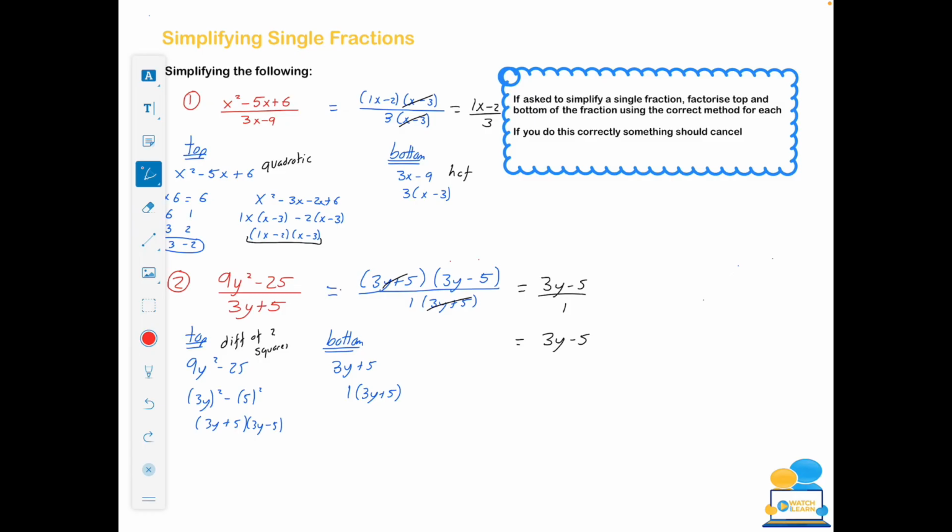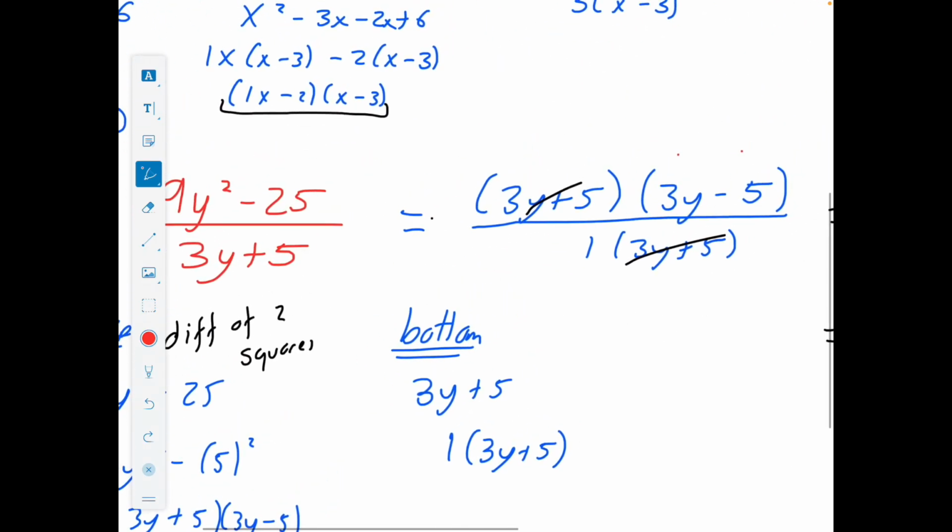And then the bottom, okay, now with the bottom, there's nothing really you can factorise out of it, okay? I factorise out a 1 just to show, but you don't have to do that, okay? But if you prefer, you can always factorise a 1 out of everything. Okay, so 1 is the biggest number that will divide into 3 and 5.